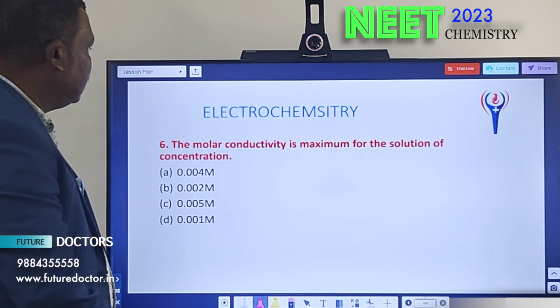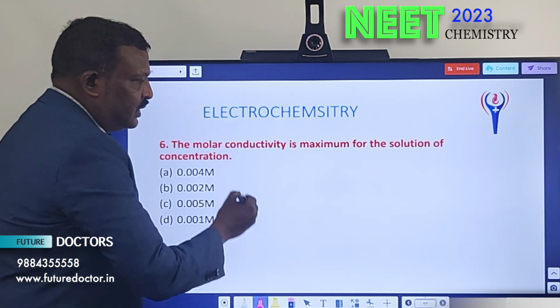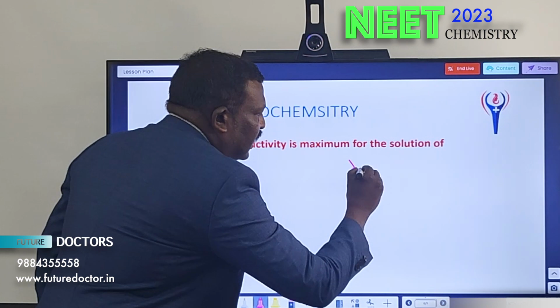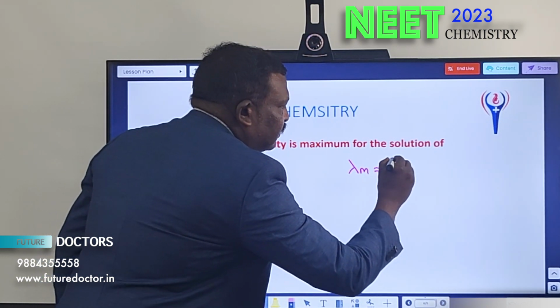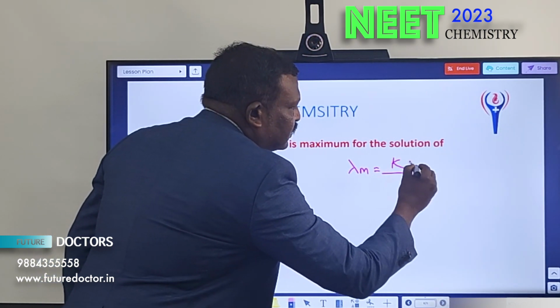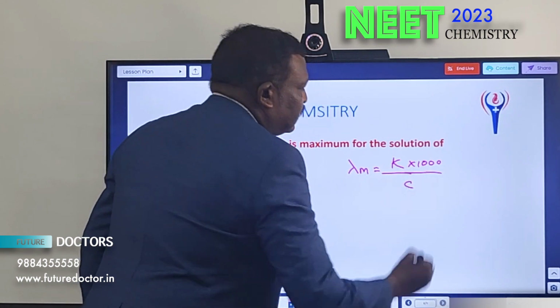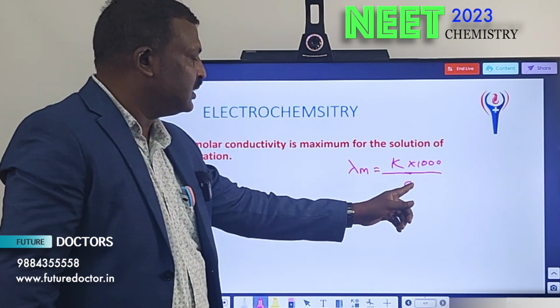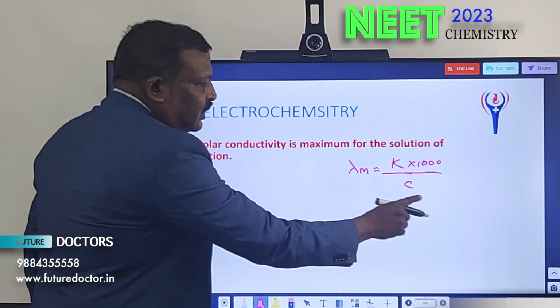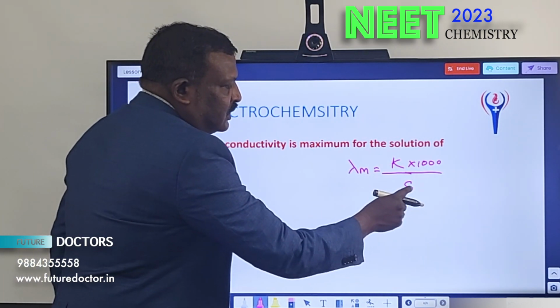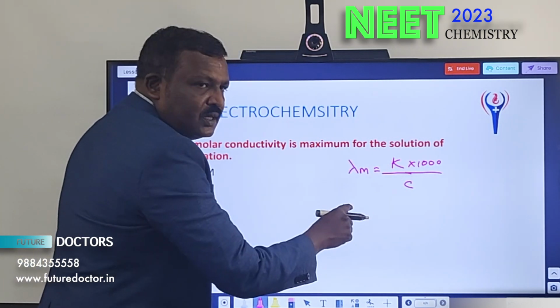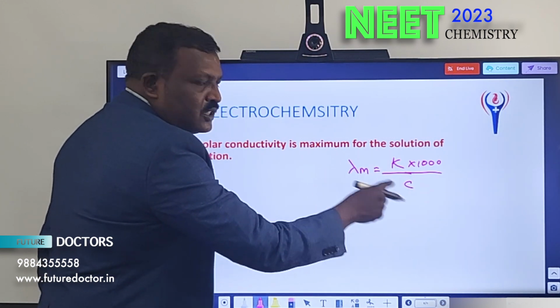So here, molar conductivity, just now we studied. What's the molar conductivity formula? Lambda m is equal to what? Just now we studied, no, kappa into 1000 by C. It's the formula, no? C is called concentration. So, what's the relation between these two? Concentration increases, molar conductivity decreases. These two are inversely proportional, no?